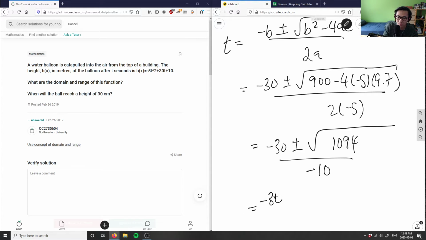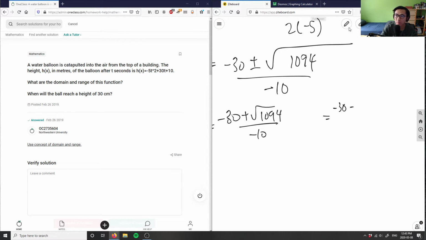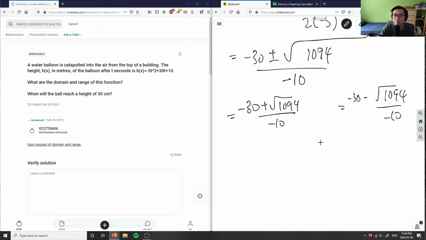So therefore, I'm going to get two answers: -30 plus the square root of 1094 divided by -10, and -30 minus the square root of 1094 divided by -10. These two are my answers for the t values. Then I'm going to put this into my calculator to solve. Usually one of these is going to be negative, and I can't have a negative time, so I'm just going to cross out that answer and take the other one.